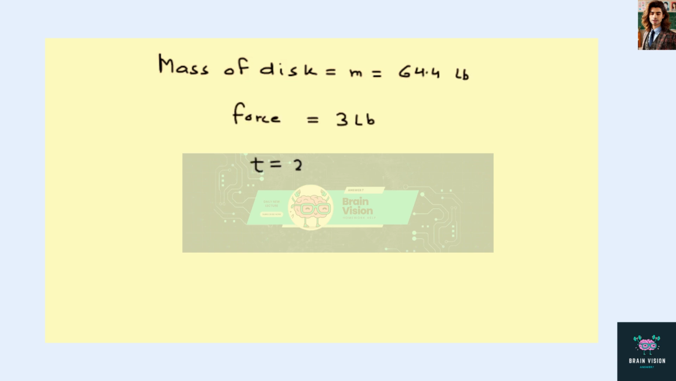In this question, the mass of the disk is given as m = 64.4 lb. The force is given as 3 lb and t is given as 2 seconds. S is given as 3 feet, which is the distance the disk moved.